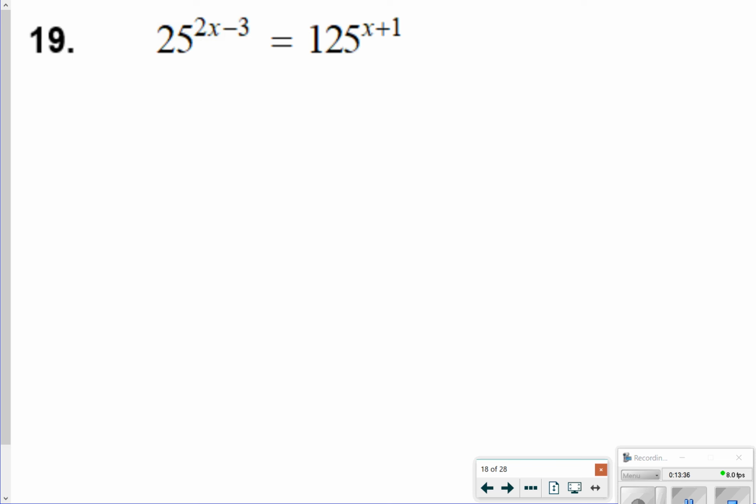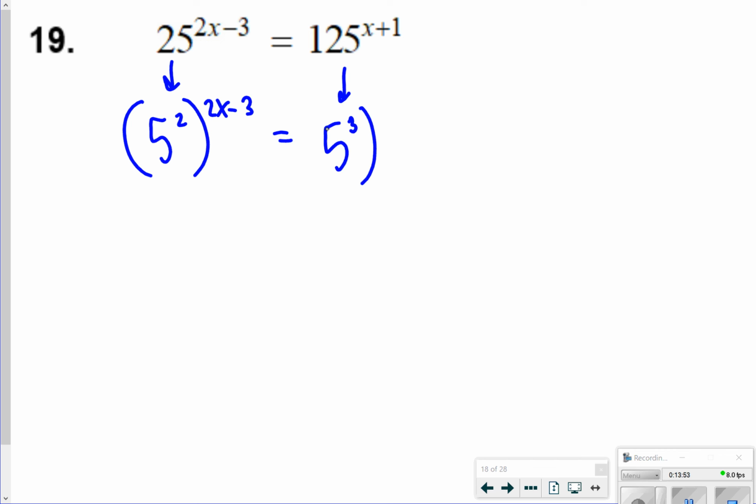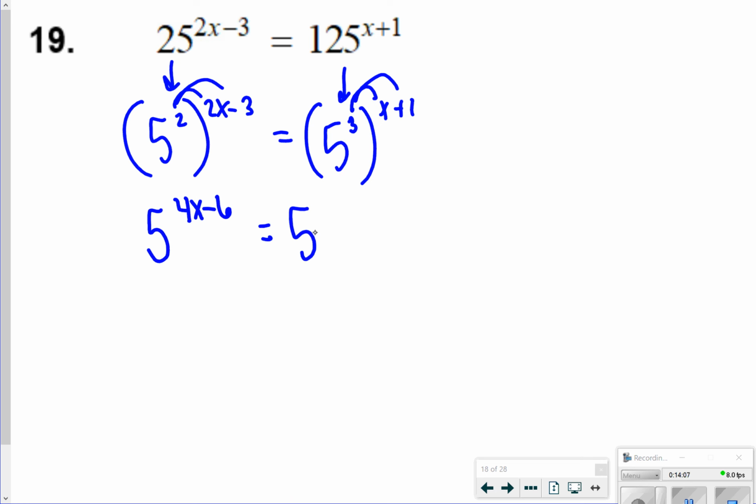For number 19, we're almost having same bases. Both of these numbers do have 5 in common. So what I would do is change 25 to be 5 squared times 2x minus 3. And then 125 I'm going to change to 5 to the 3rd times x plus 1. Now I'm going to go ahead and just distribute this 2 on the first one. So I'll have 5 to the 4x minus 6, and the 3 I'm going to distribute on the second one. I'll have 5 to the 3x plus 3.